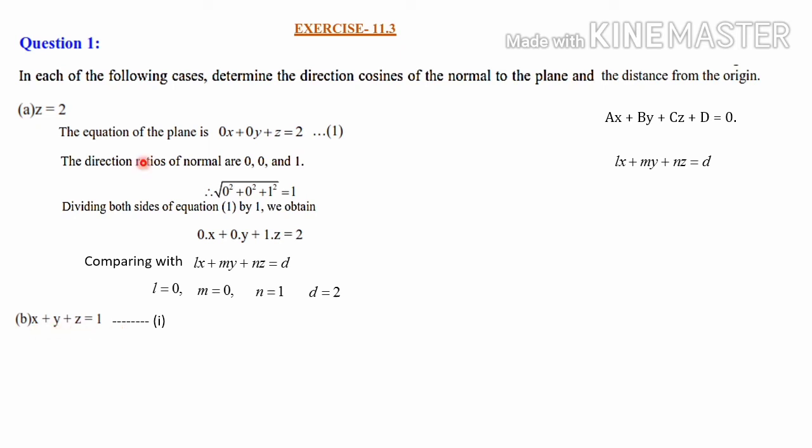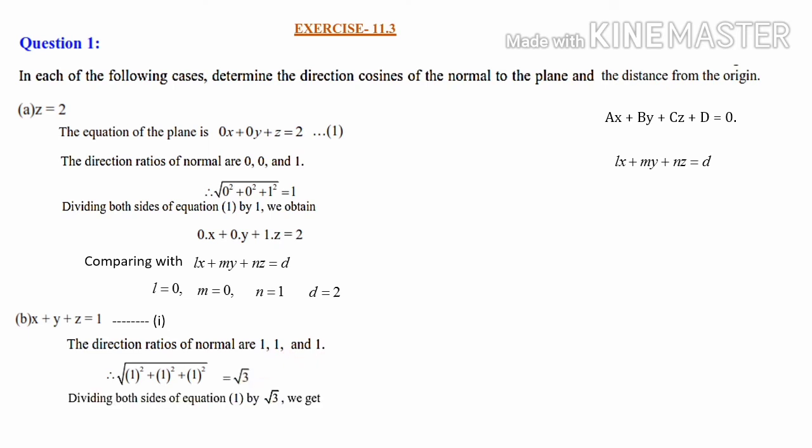Move on to second part, the x plus y plus z is equal to 1. The process is similar to the previous one. Just first we have to write the direction ratios of normal. This is already in standard form, so no need to convert. So just we have to write the direction ratios of normal 1, 1 and 1. This is written. Calculate the square root of 1 square plus 1 square plus 1 square, sum of the squares of these direction ratios. We will get as a root 3.